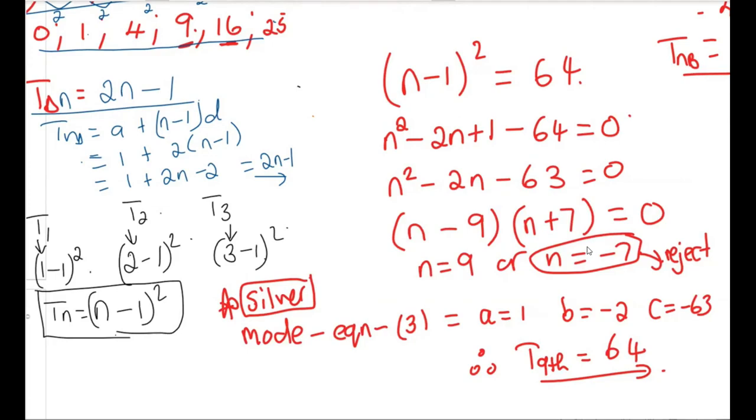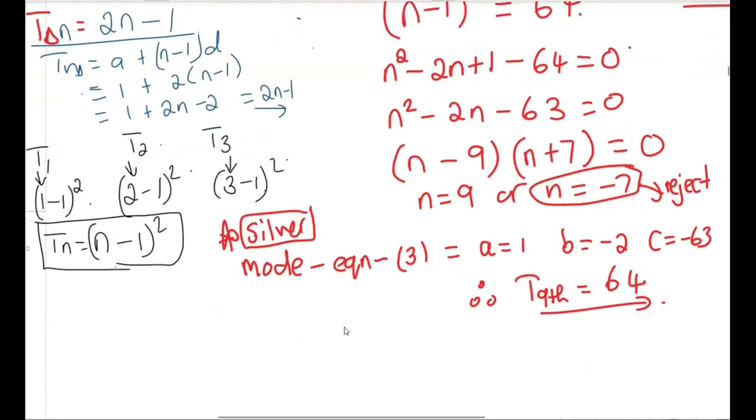Yes, I see your hand up. Ma'am, I wanted to ask, couldn't you just square root 64 and then add 1? Yes, you can. We can do that method too. Or you could have gone n minus 1 squared equals 64. I was going to show you just now as well.